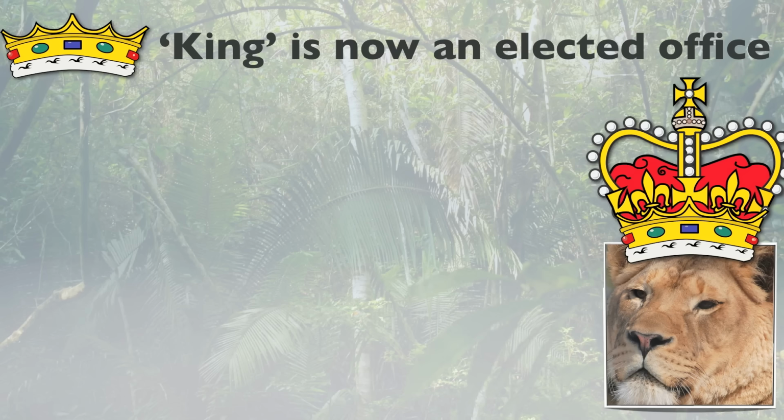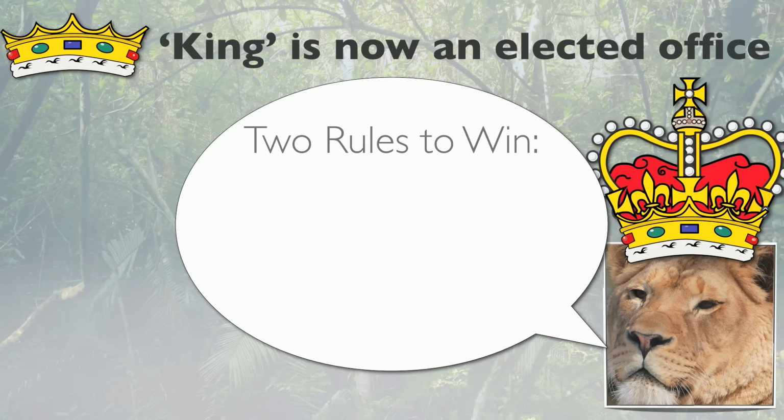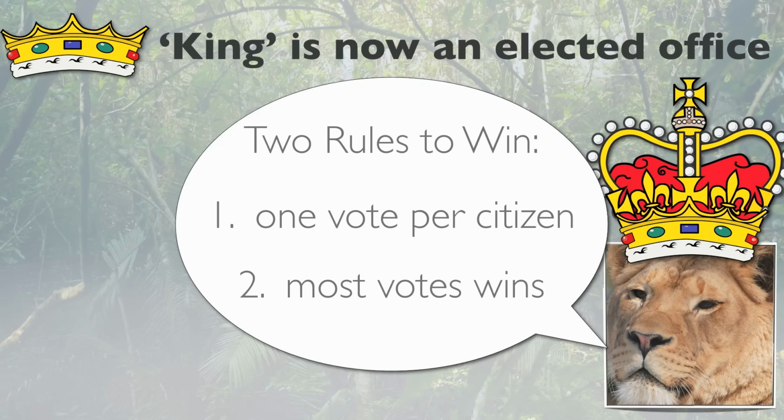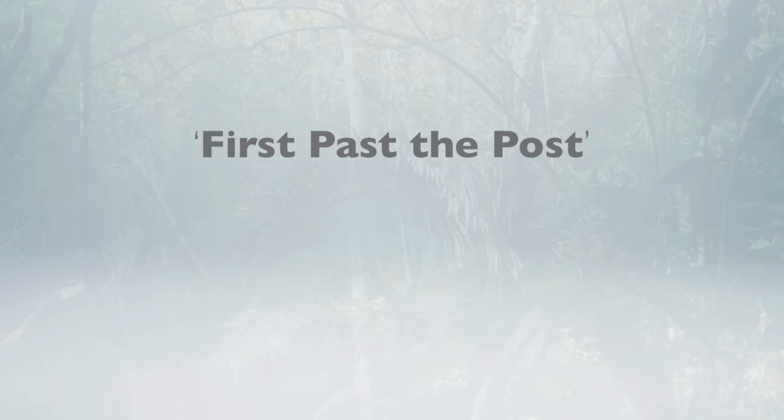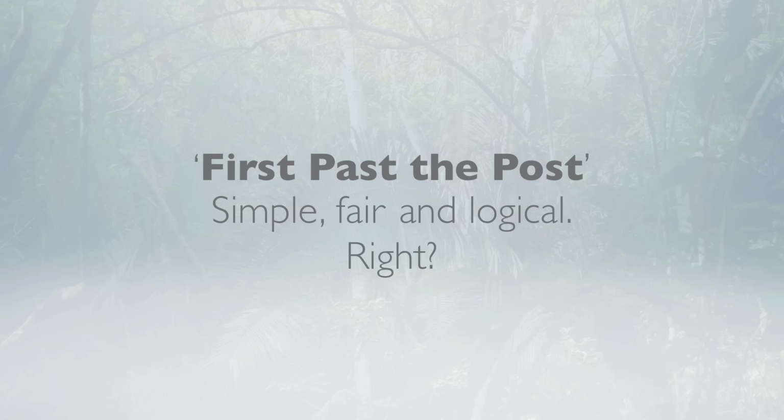To ensure a smooth transition, and because she is craftier than her husband, the Queen Lioness is remaining on the throne with the power to set the rules for all elections in her kingdom. She has declared that all citizens get one and only one vote, and that the candidate with the most votes wins the crown. This method of voting is most often called first past the post, awkwardly abbreviated as FPTP, or winner take all. The system is simple, fair, and logical, right?